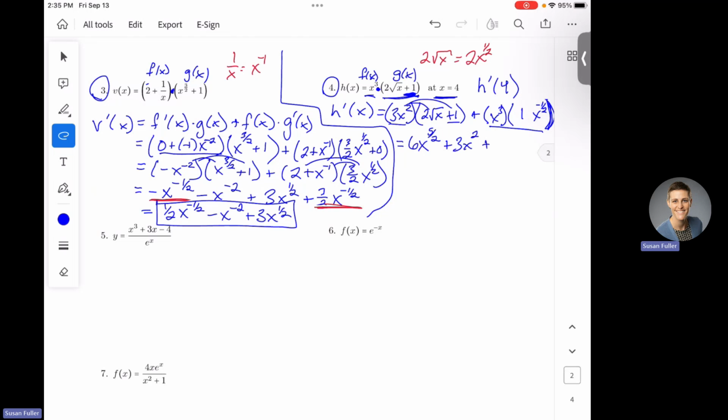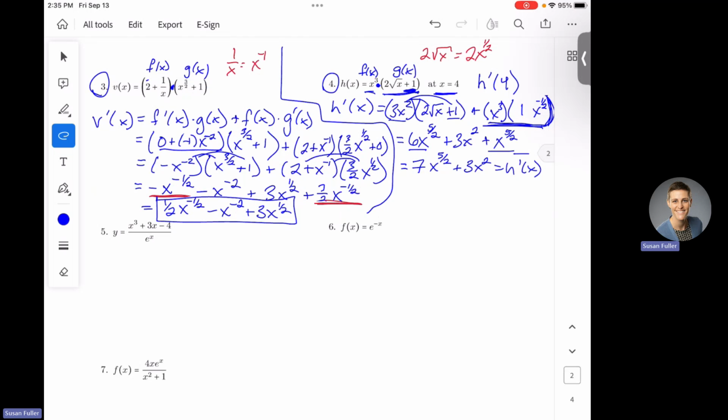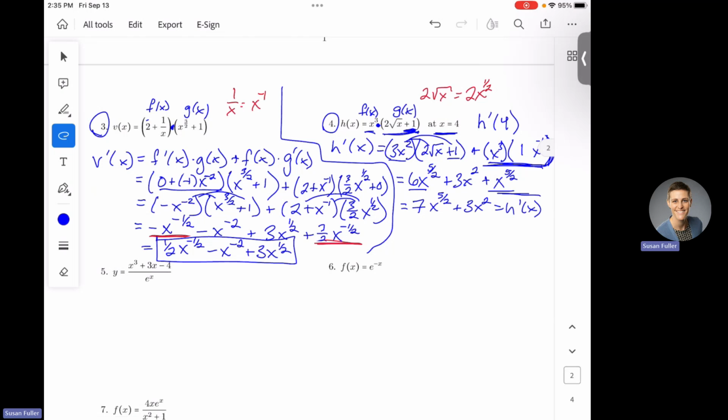And I'm going to add to that x to the third times x to the negative 1/2. You're going to add your exponents. 3 minus 1/2 is 2.5 or 5/2. And again, notice we've got some like terms here. 6 plus 1 more gives me 7x to the 5/2. And then I still have this 3x squared hanging out. This is my h prime of x function. Just going to box around that. That's my h prime of x.